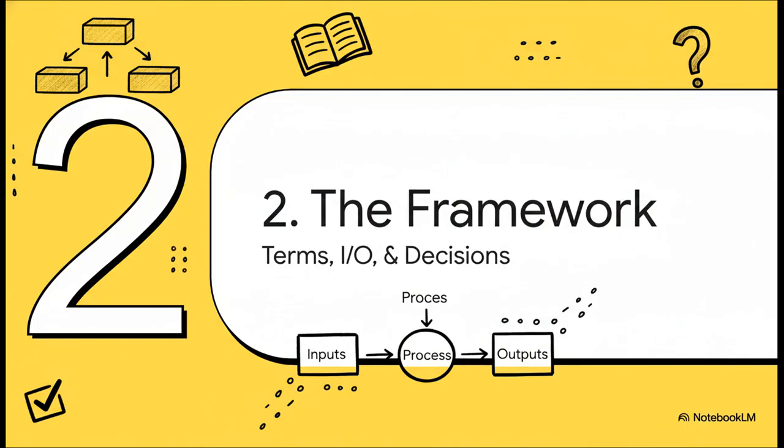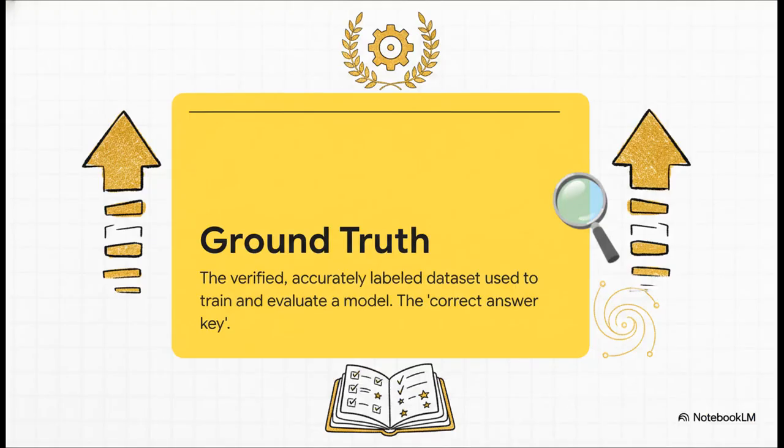All right, let's break this down into the specific framework that PMI expects you to know cold. These are the building blocks you'll need to correctly answer those tricky exam questions. First up, the term ground truth. Now, this isn't just a pile of labeled data. It's the data set that you trust 100%. You verified it, it's accurate. Think of it as the official answer key for a test. You use it to teach the model, and you also use it to grade the model's performance later on.